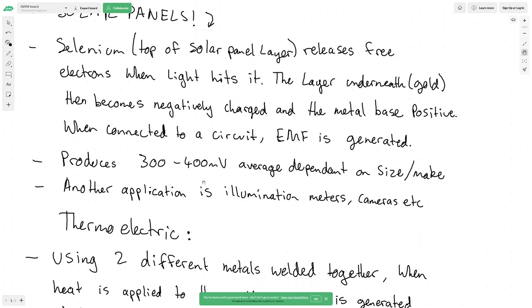Another application, and this is used quite a lot for photographers. They have things in their cameras called illumination meters. Most cameras have them. It lets you know how much sunlight there is, what the illumination of the picture is, what's going on around you, and it can use certain filters to help that out. So that's why it's quite important for photographers and their cameras.